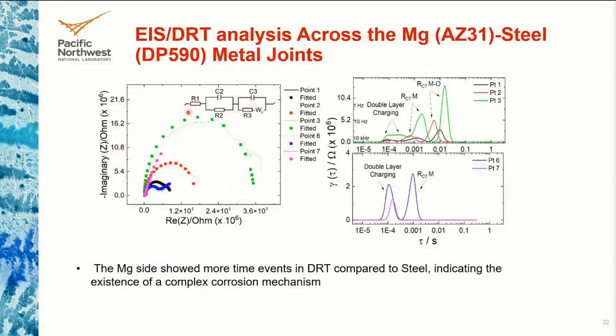And basically, you can get the EIS behavior near the joint, which is very crucial information because what we are seeing here is that the magnesium side shows more time-dependent activity compared to the steel side. So that indicates that magnesium corrosion is a much more complex reaction compared to the steel side as well.